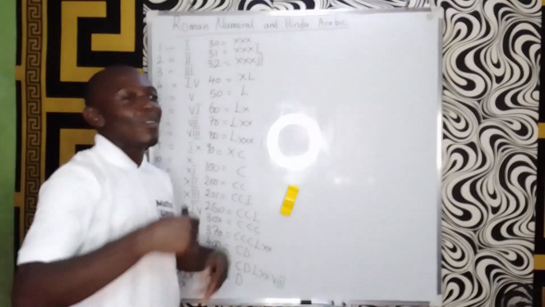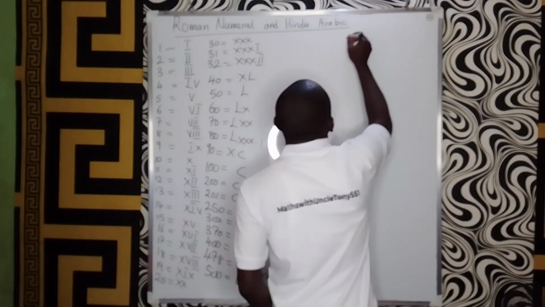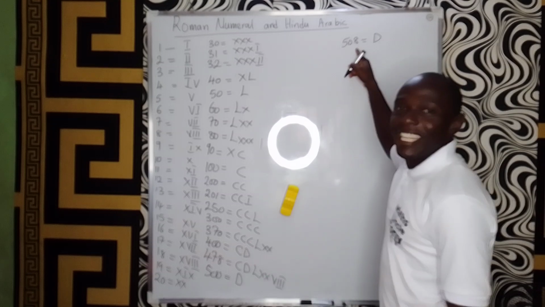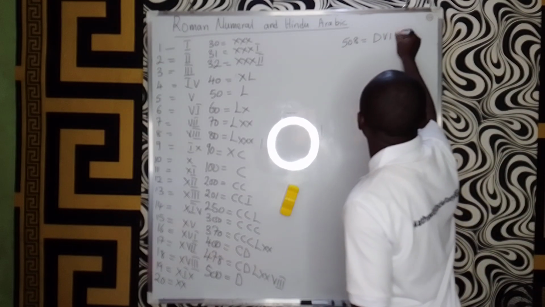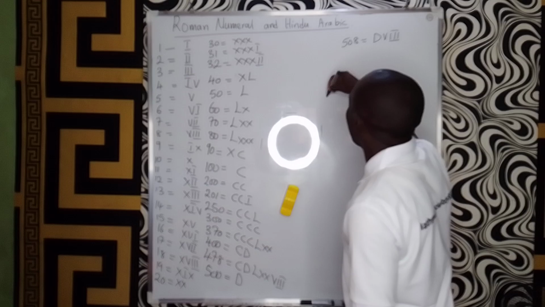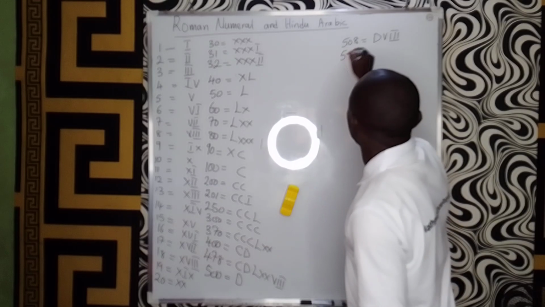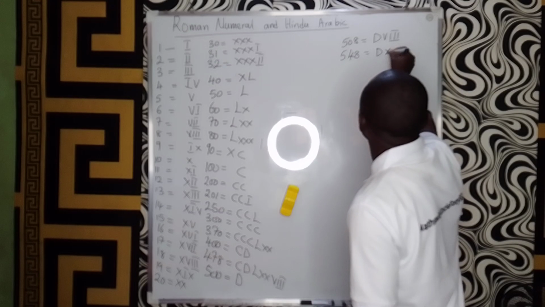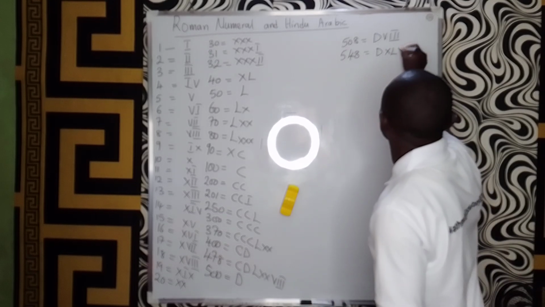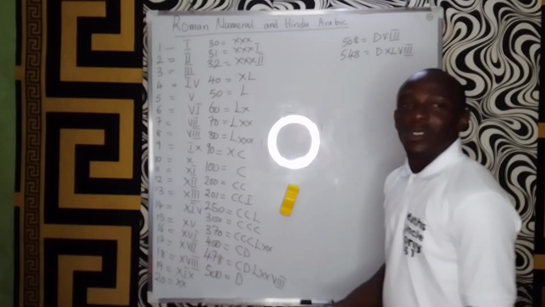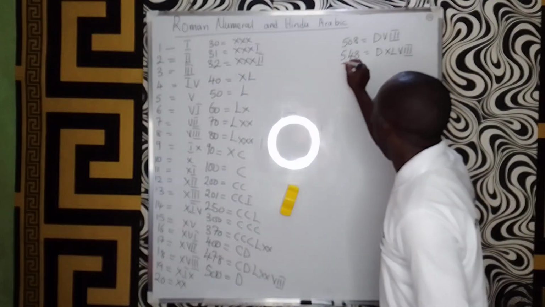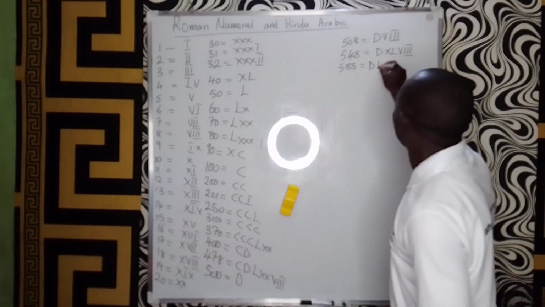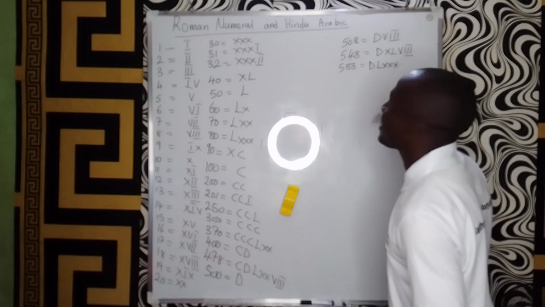So what about 501, 502 as the case may be? If you have 508, 500 is D, then 8 is VIII. What about 548? 500 is D, 40 is XL, then 8 is VIII. So what about 588? 500 is D, then 80 is 50, 60, 70, 80, then 8 is VIII.